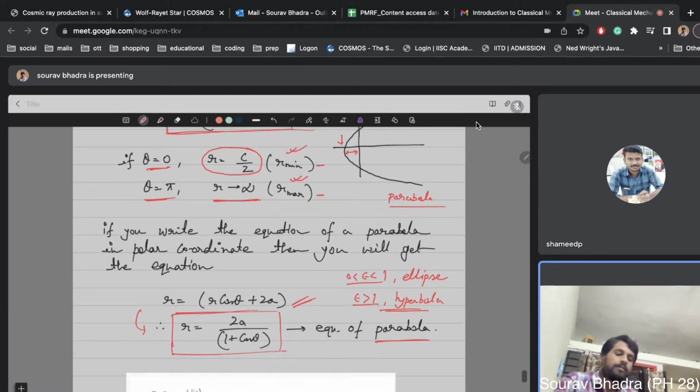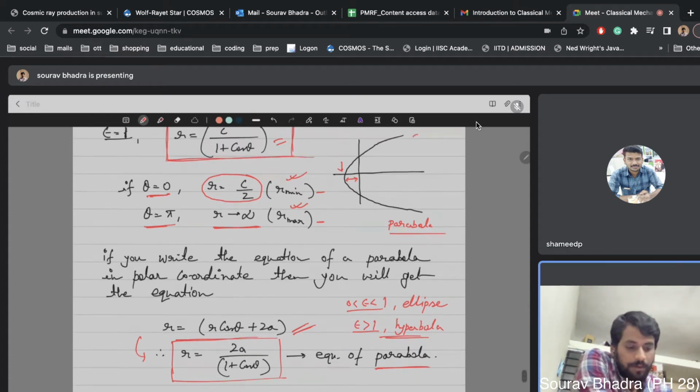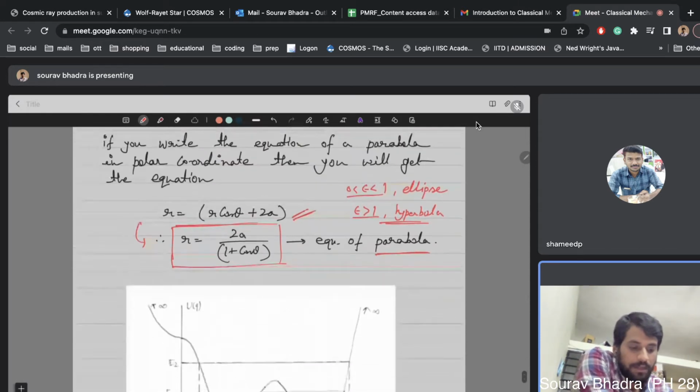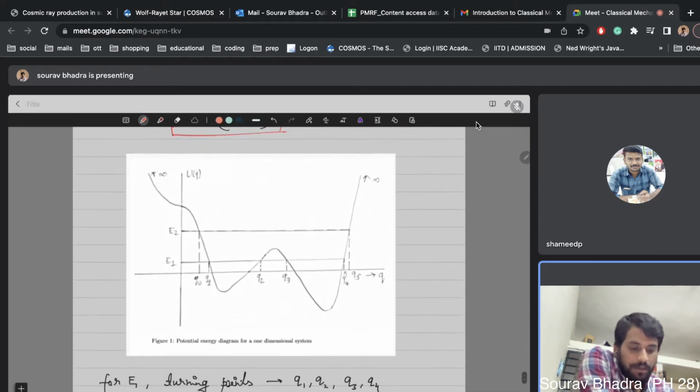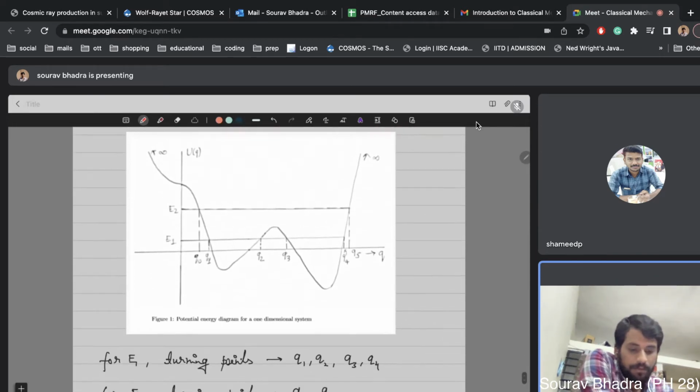Very good. Okay. Now these two problems are done. Now coming to the third problem. So this figure has been given in your problem, and I think the question was what will be the turning point.